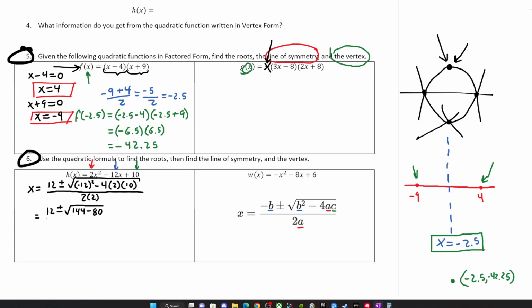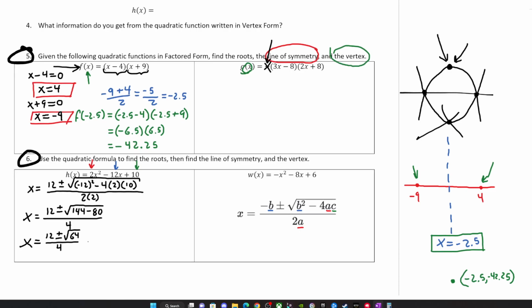Alright, and then of course all of this divided by 4. This is x. Nice. Good. Looking good. Now I get 12 plus or minus. You'll see how I get rid of this plus or minus in a minute. So let's simplify this. Negative 44 minus 80, that'll be 64. The square root of 64, and then all of this divided by 4.